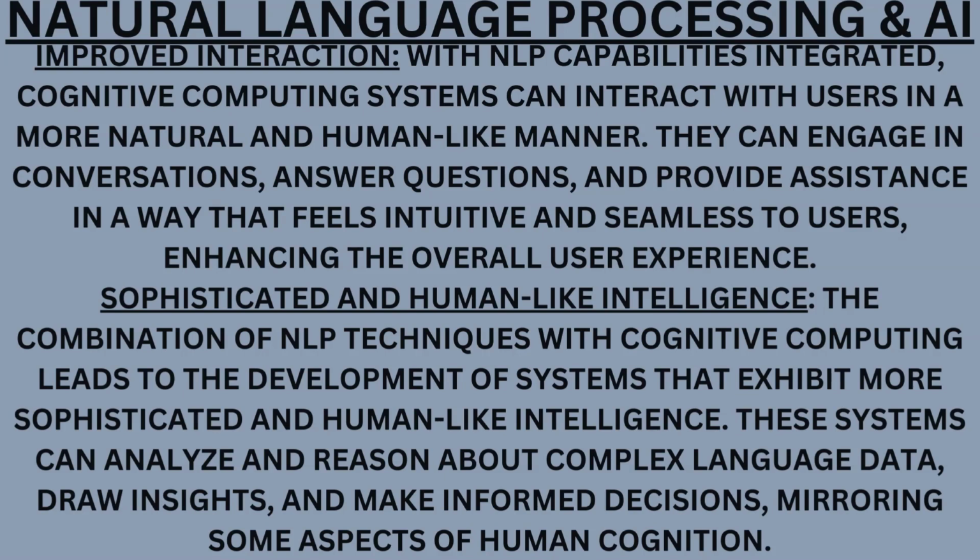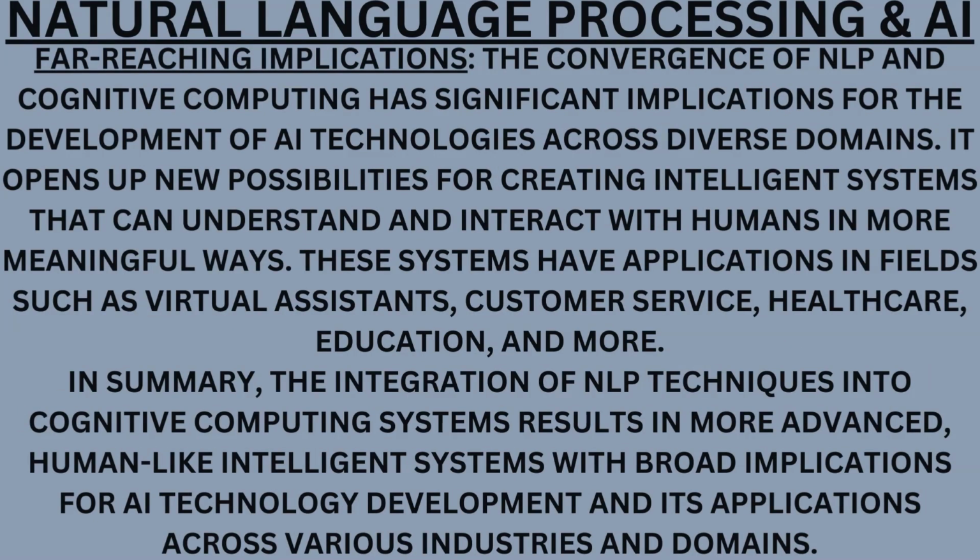Sophisticated and human-like intelligence. The combination of NLP techniques with cognitive computing leads to the development of systems that exhibit more sophisticated and human-like intelligence. These systems can analyze and reason about complex language data, draw insights, and make informed decisions, mirroring some aspects of human cognition.